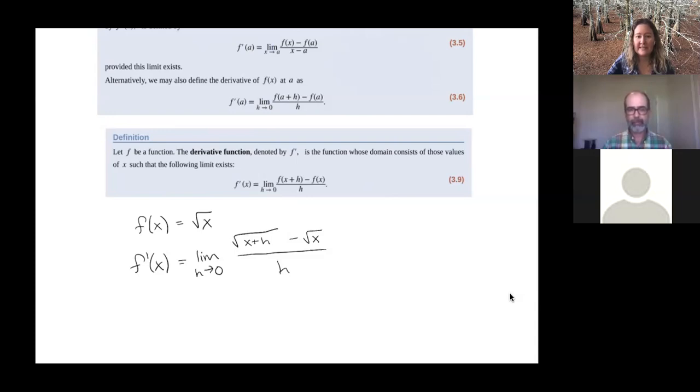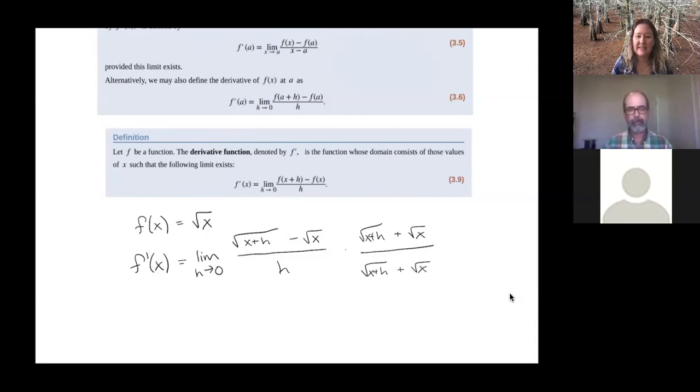So what we'll do instead is we'll use the trick that we used back in the limits chapter, which is multiplying by the conjugate. So we can multiply by square root x plus h plus square root x, and the same thing in the denominator, so that it's like we're multiplying by 1, right? That's what makes it okay.